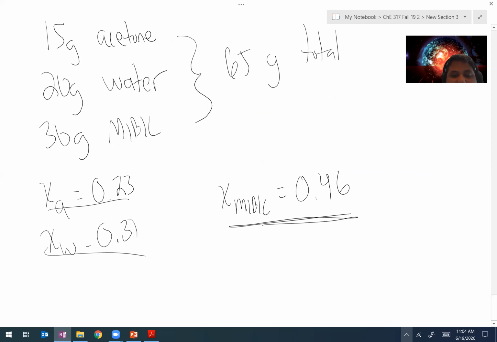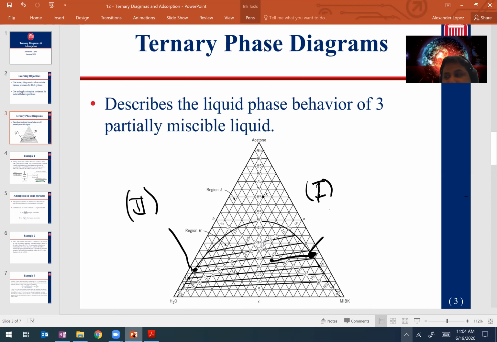I just want to go ahead and make that correction. A lot of times ternary diagrams are in weight percent. On a rare occasion, they're in mole percent. I just assumed that this was in mole percent incorrectly. So I apologize for that error, but hopefully that kind of clears it up.